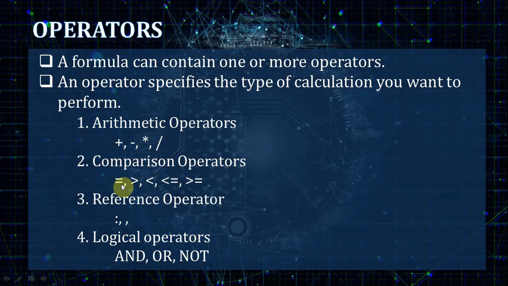Comparison operators. The comparison operators are used for comparing two values, whether they are equal, greater than, less than, or greater than or equal. Reference operator. The reference operator is used to combine two cell ranges. The reference operators are colon and comma. Logical operators. The logical operators return the value true or false. And, or, not are the logical operators.